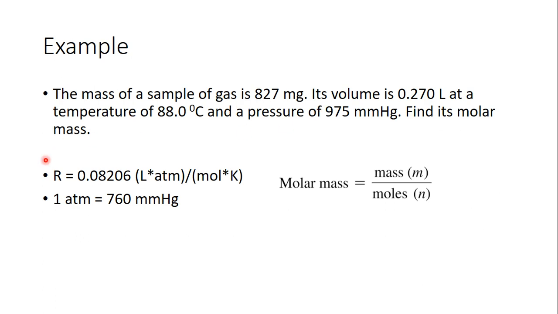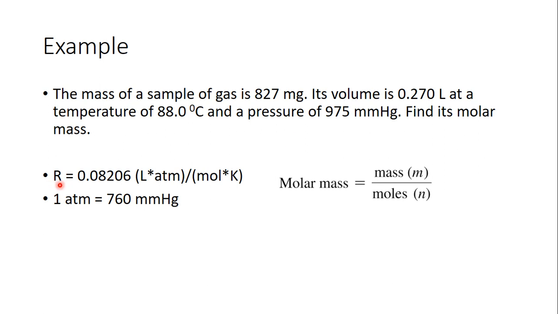Now let's see if we can use this concept. So let's say we have a sample of gas that is 827 milligrams. This gas takes up a volume of 0.270 liters at 88 degrees centigrade. And at that temperature and volume, our pressure is 975 millimeters mercury, or torr. With all that information, can you find the molar mass?